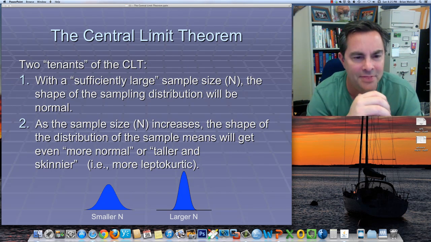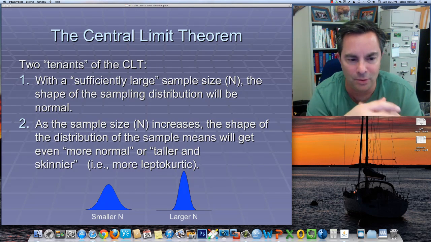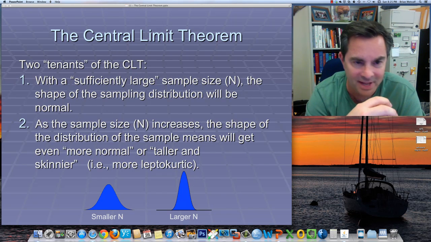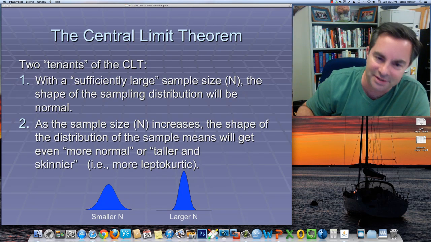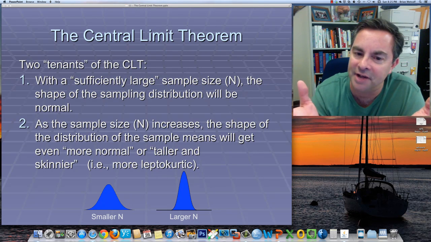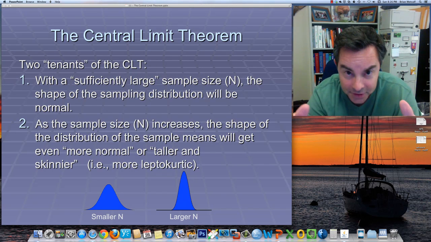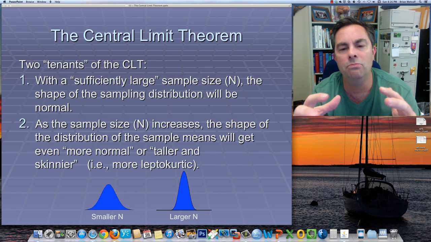Okay, so that's a good thing. If the sample size is big enough, this sucker will become normal. All right, so the second statement is really maybe statement 1.5, and that is that anything that you do to jack up, to increase your sample size, the larger the sample size gets, the shape of the sampling distribution will become even more normal.